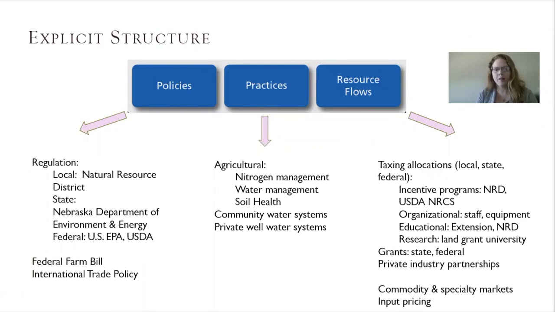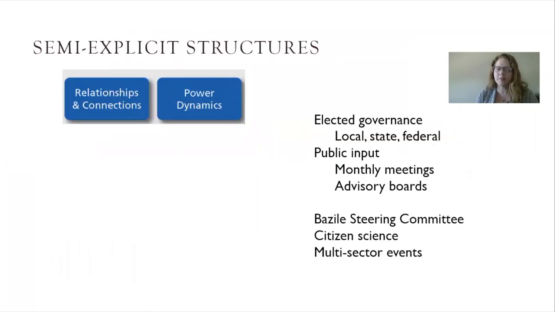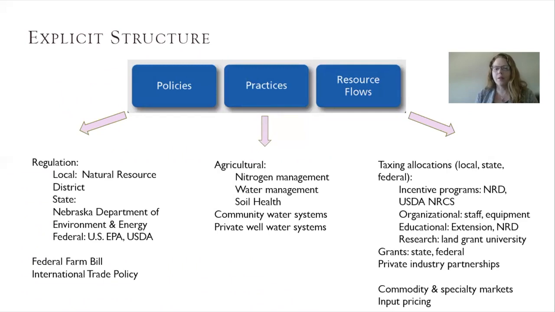So if you look at policies, we've got local, state, and federal agricultural and natural resource policies impacting how nitrate and agricultural practices get done, including our federal farm bill and international trade policies. So there's far-reaching implications. There's the practices themselves of what gets done in the field. There's agricultural practices, and then what happens in community and private well systems.